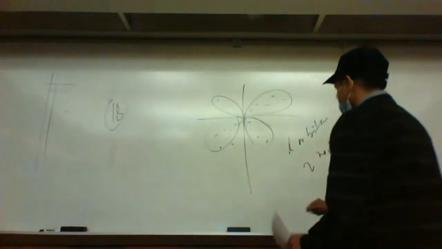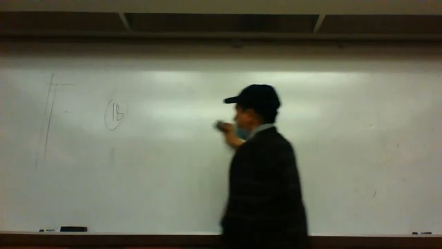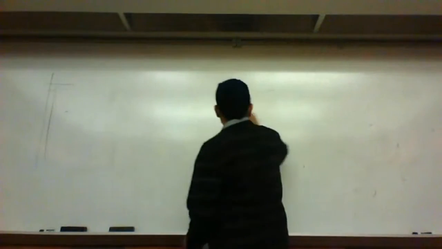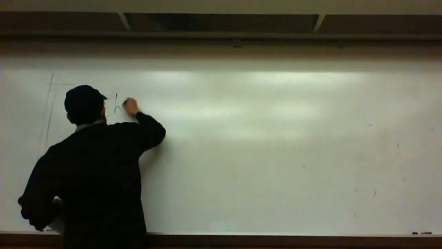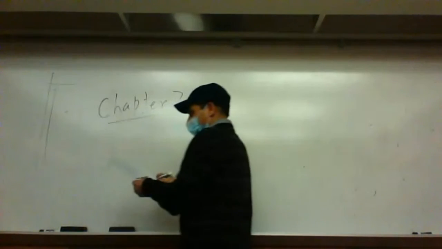Now let's start chapter 7. This is the hardest chapter. Yeah, the hardest chapter. It's very counterintuitive. It's very hard to think what's going on there. Yesterday I posted the chapter 7 slides. So this is chapter 7. We just entered chapter 7.